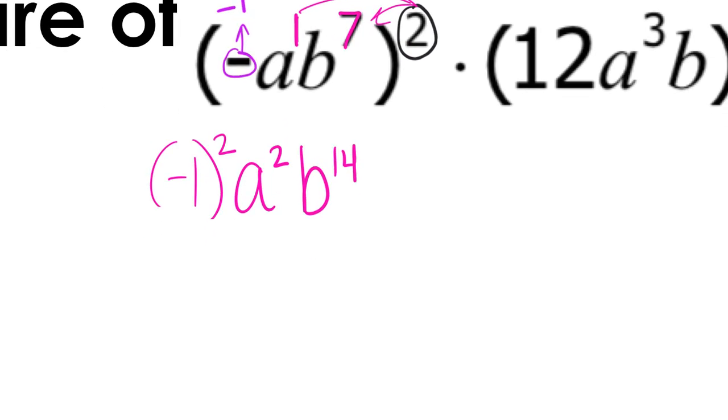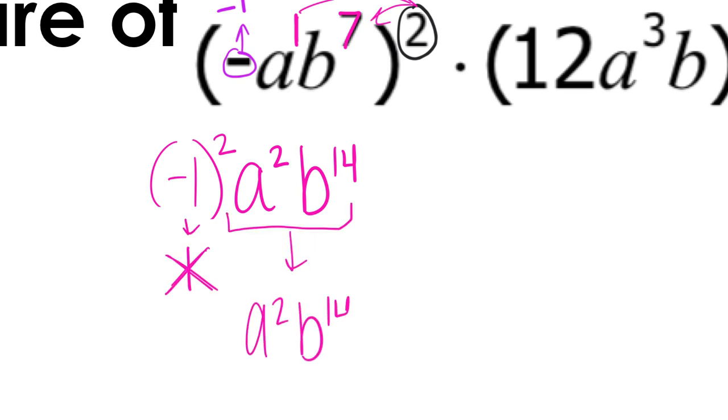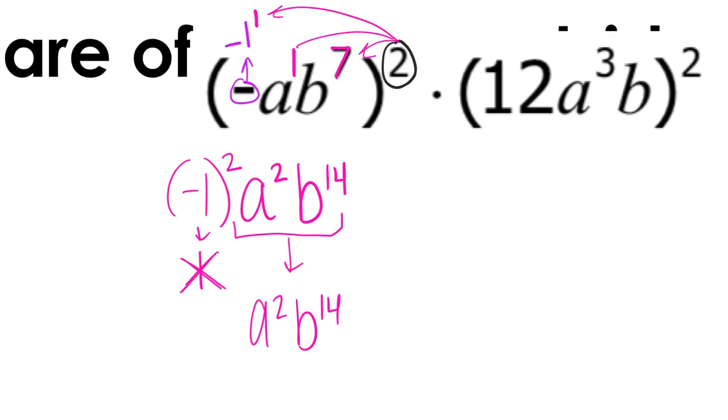Okay, let's simplify this a little bit more. -1 squared is the same thing as just 1. And again, we don't really need the 1 because it's just a coefficient. So anytime your coefficient is the number 1, you don't actually need to write it. So I'm just going to drop these 2 down here. So we have A squared, B to the 14th. Okay, that one is ready to go.